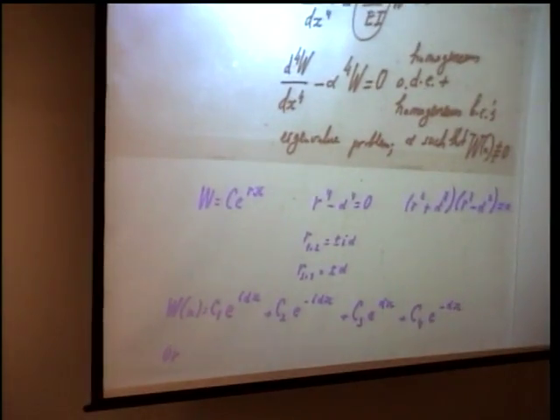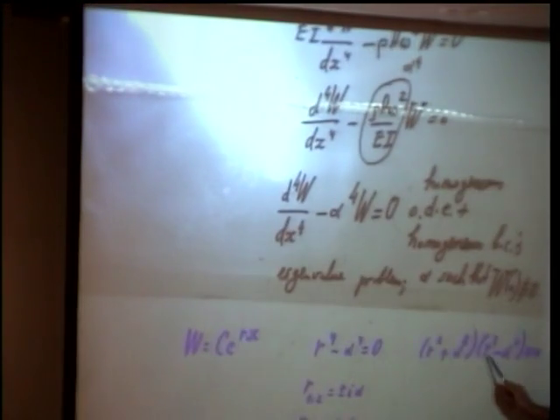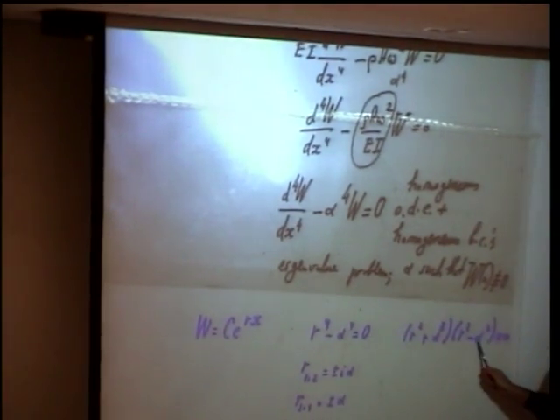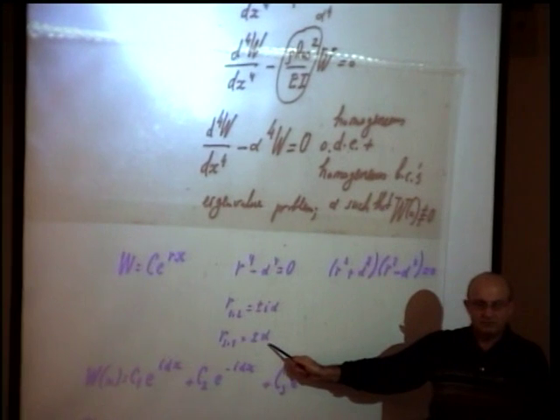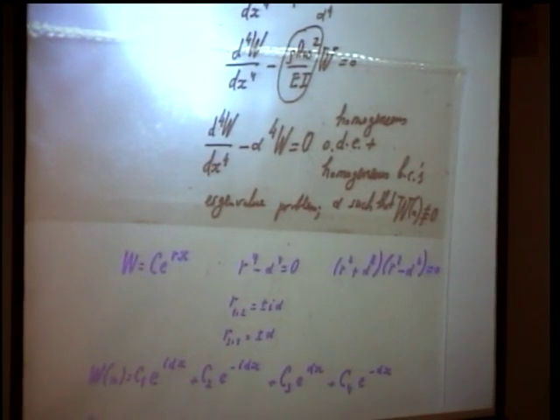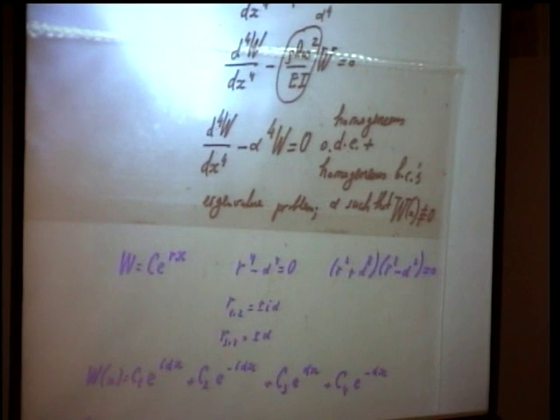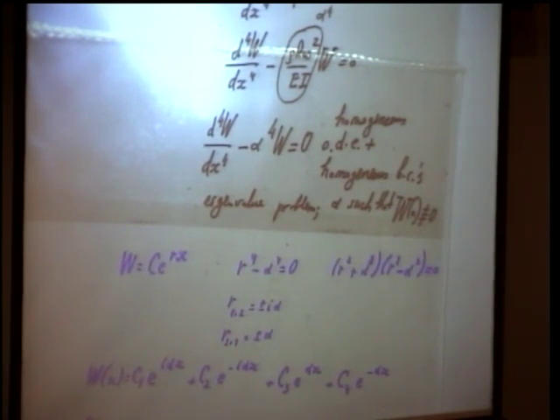Now from here, the solution is R square equals alpha square. So R3,4 then equals plus minus alpha. So we have 4 roots. This characteristic equation has 4 roots, 2 purely imaginary and 2 real. You may want to write: our differential equation has 2 purely imaginary roots and 2 real roots.